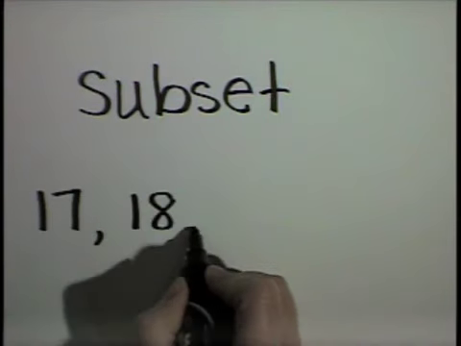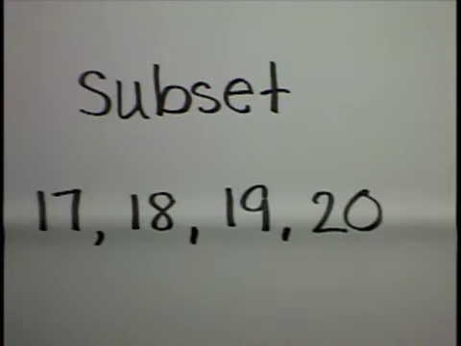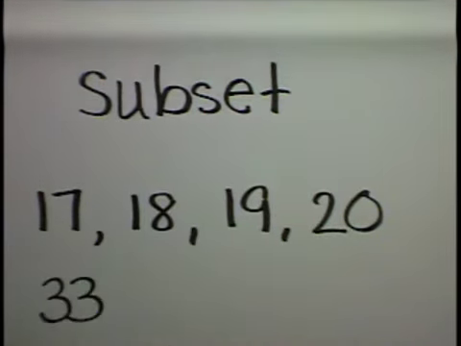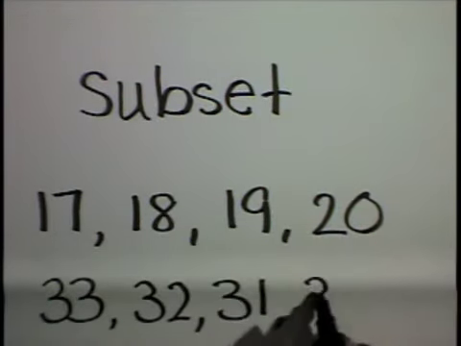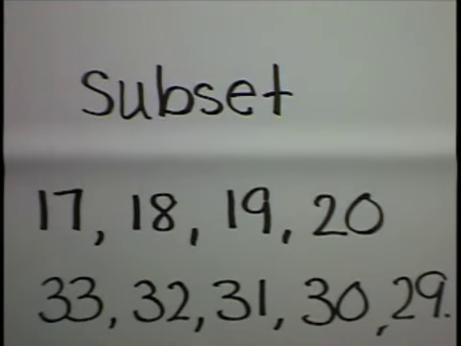So if we were going to count by 1s, a subset, we might start with the number 17 and go 17, then 18, 19, 20. Or to count back by a subset, we mean just starting at an arbitrary number, starting at 33. Let's count back by 1s. 32, 31, 30, 29, and so on. So subsets means just don't start at the beginning. Let's just pick an arbitrary number to start with.